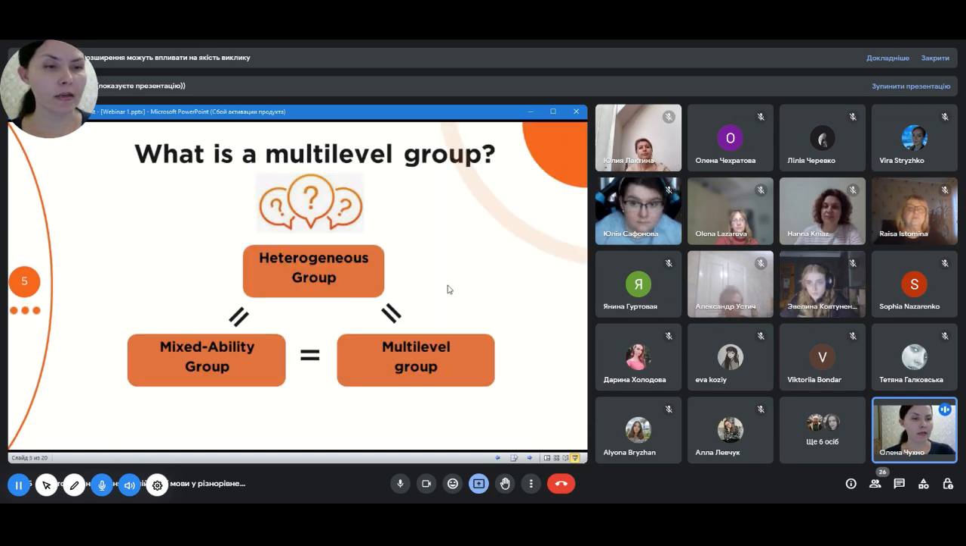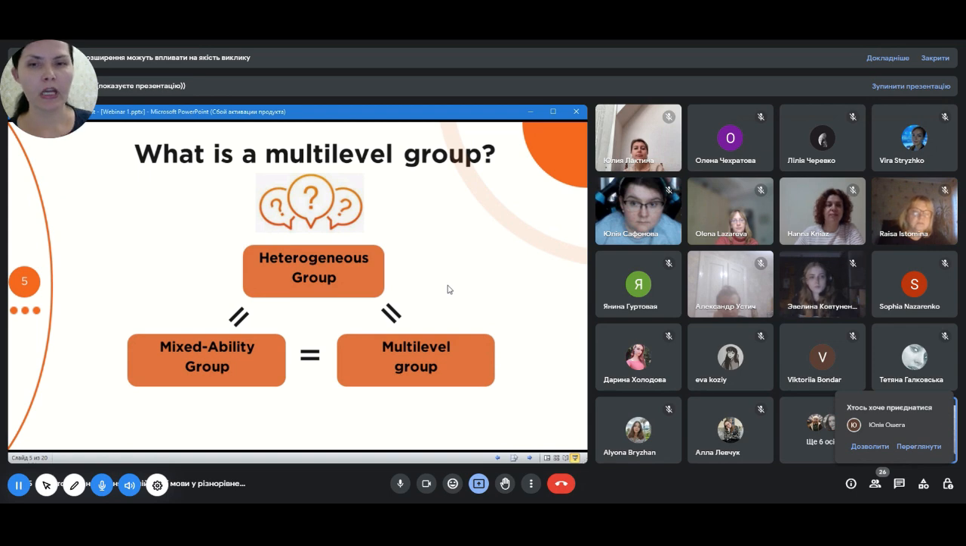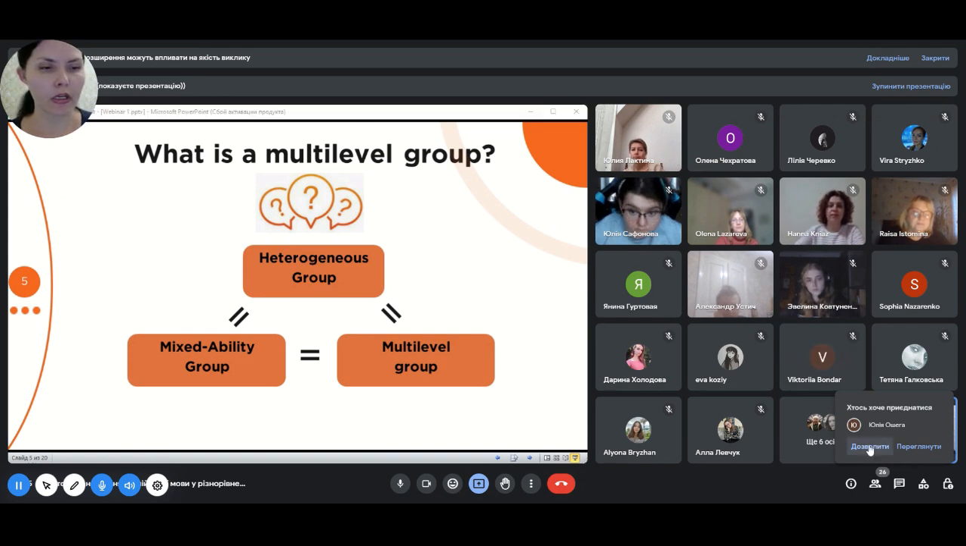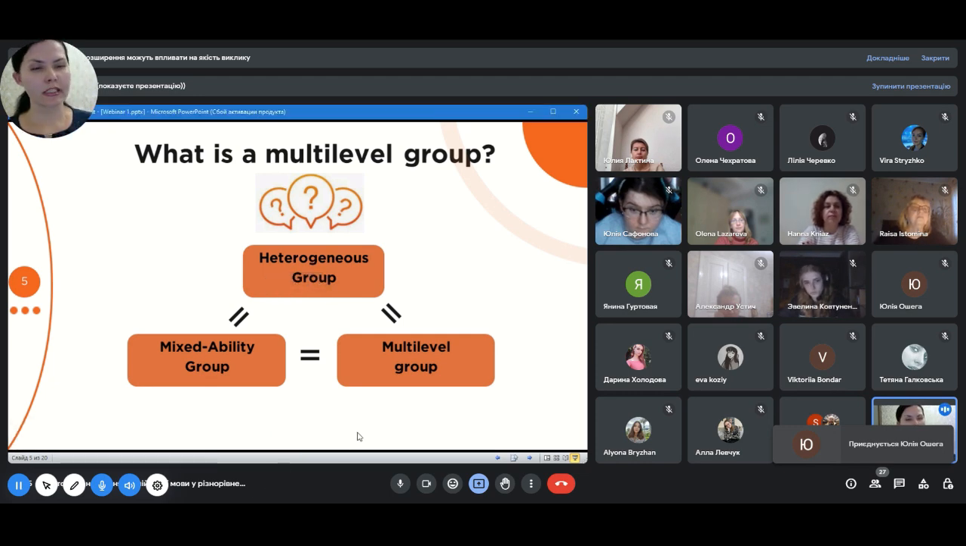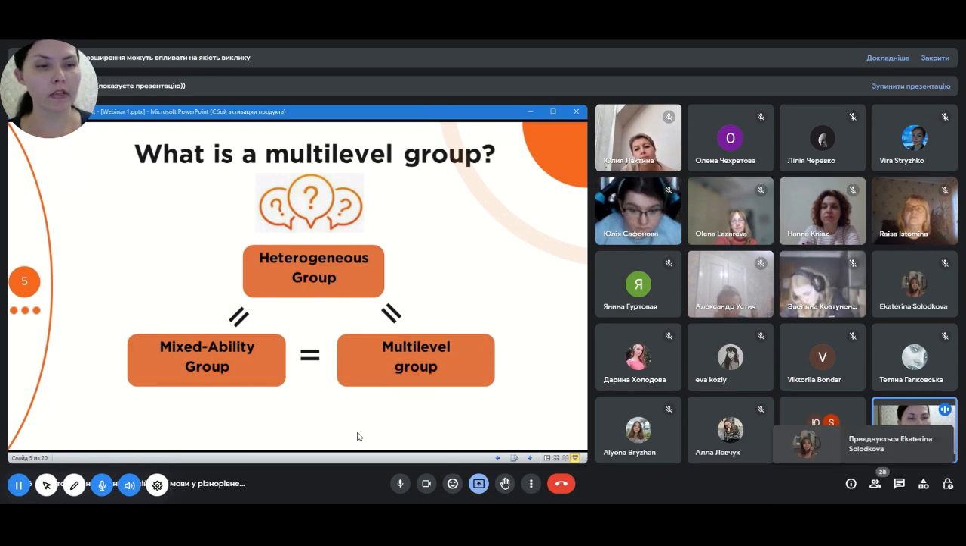So what is a multi-level group of learners? In scientific literature, you will find three terms: heterogeneous group, mixed ability group, and multi-level group. The first question I wanted to answer before proceeding with my research was whether these three terms are equal, whether we can consider them synonyms or not. So heterogeneous, mixed ability, and multi-level group of learners.